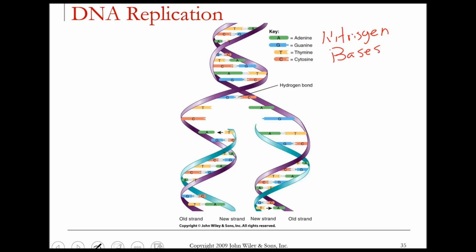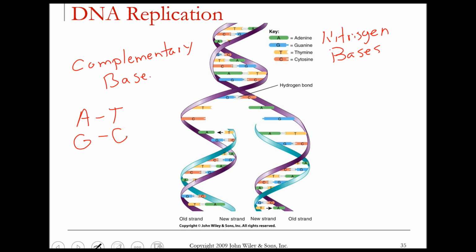The 4 different nitrogen bases of DNA include adenine, guanine, thymine, and cytosine. And these bases pair up in what we call complementary base pairing. Adenines will always match up with thymines, and guanines will always base pair or match up with cytosines.